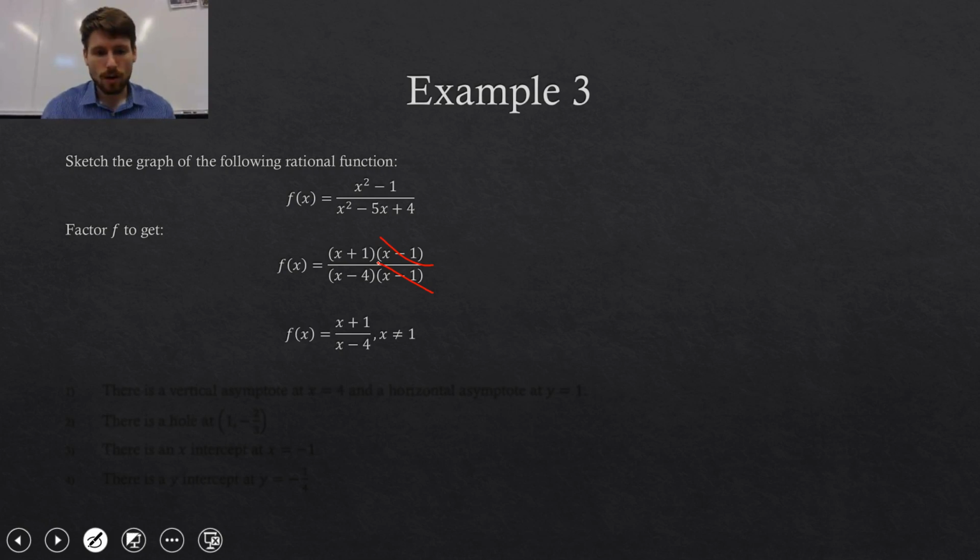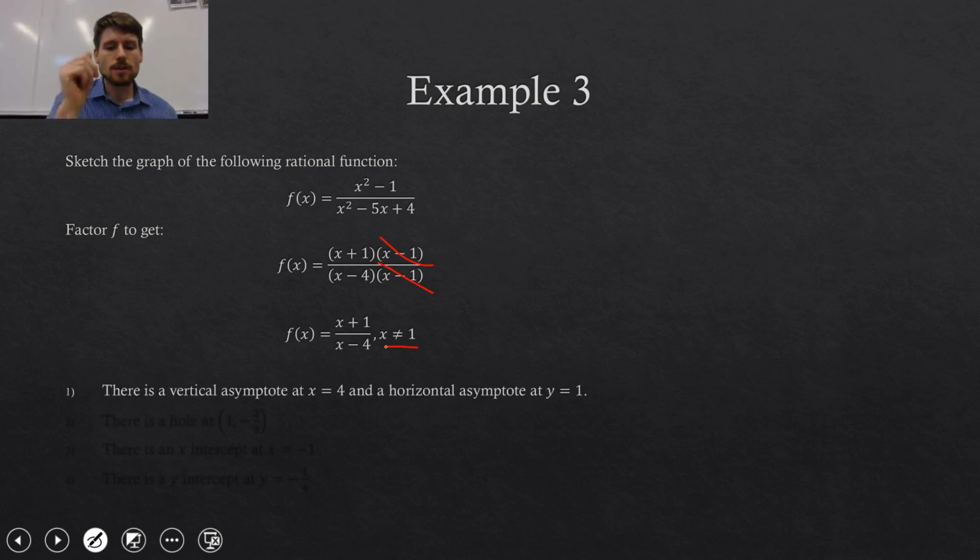over x minus 4. And again, I write x can't be 1 to keep track in my head, to remember that there's going to be a hole in this function. There's going to be a little hole plucked out when x is 1. So from this we can read the vertical asymptote. There's a vertical asymptote at x equals 4.